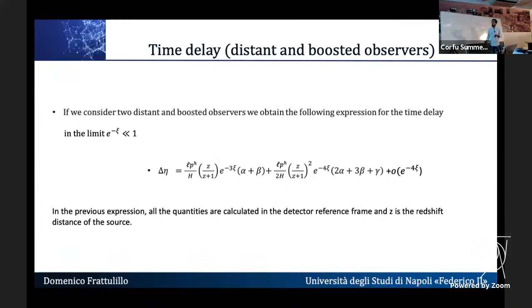And here is the result for the time delay calculated in the detector reference frame. I have calculated this quantity in the limit in which e to the minus c is much smaller than 1, and this is because GRBs are supposed to be highly boosted with respect to us, so the boost parameter is supposed to be much greater than 1. And so I obtained this result for the time delay, where z is the redshift of the source. Again, all the quantities are calculated in the detector reference frame, and if we send H to 0, obviously this result reproduces the one that we have seen in Minkowski spacetime.